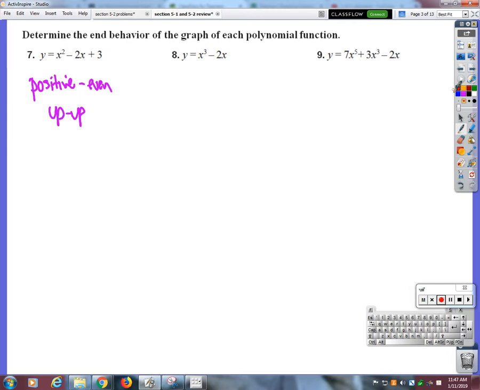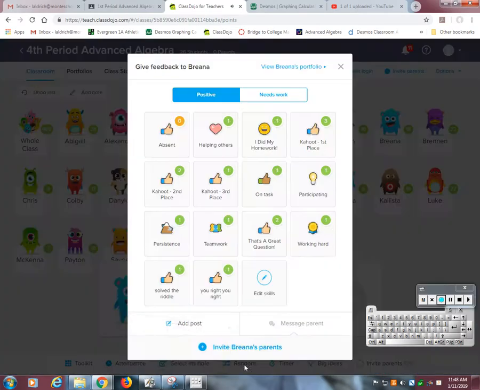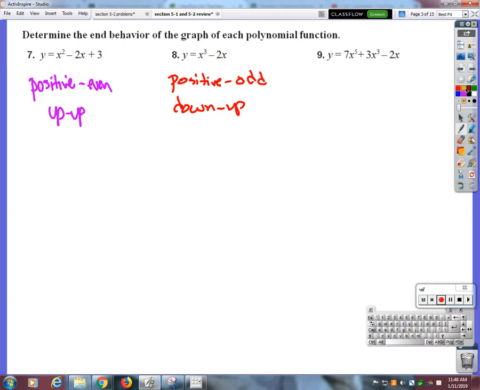Luke, positive or negative for the lead coefficient for the highest term? Positive. Is the exponent, is the degree odd or even? Odd. So positive odd means? Positive odd actually means down up. Okay. Brianna? Did you say left, right?